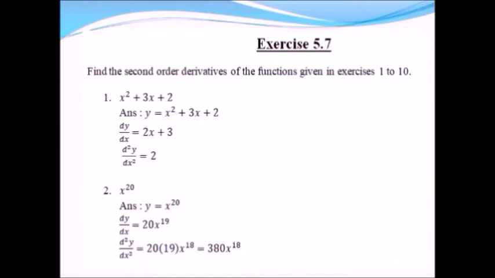Second question, x to the power 20. Again explicit function. So start with y is equal to x to the power 20. Differentiation of y is dy by dx. Differentiation of x to the power 20 is 20 into x to the power 19. Now once again you differentiate, you will get d square y by dx square is equal to 20 as it is. Differentiation of x to the power 19 is 19 into x to the power 18, that is 380 x to the power 18.